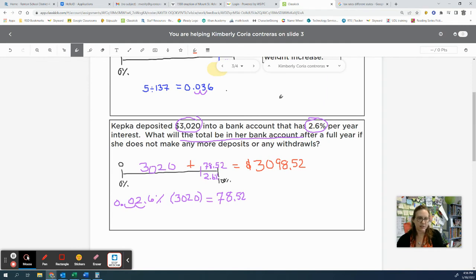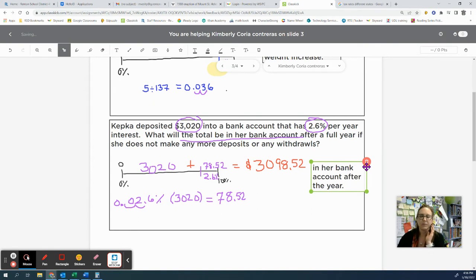In, oh my goodness, in her bank account after the year. Okay, let's go to the next page.